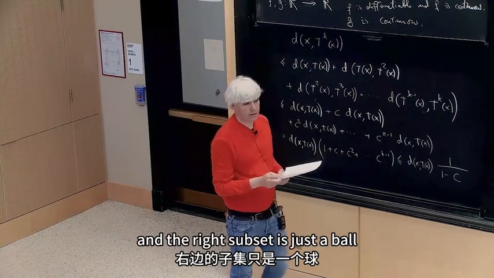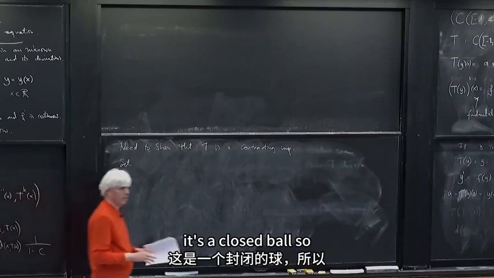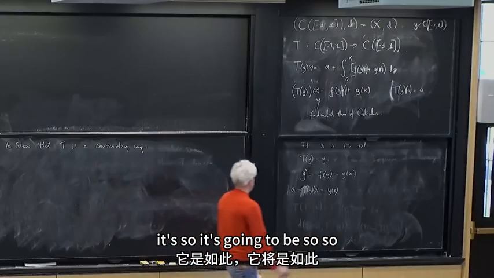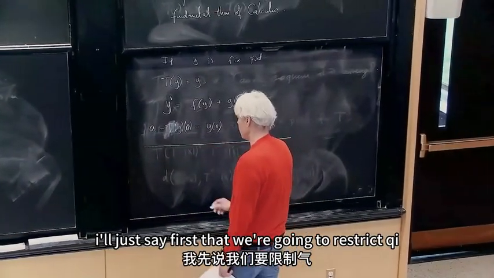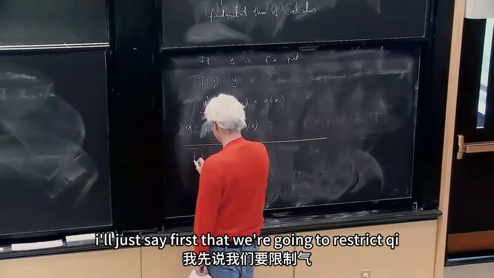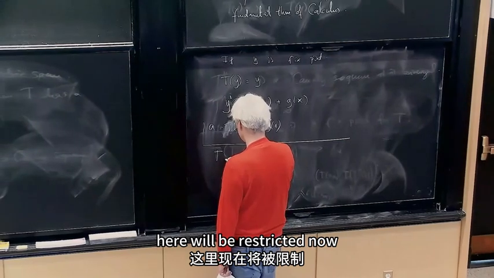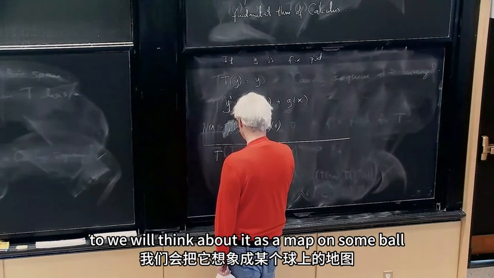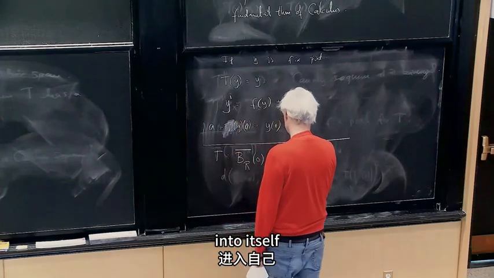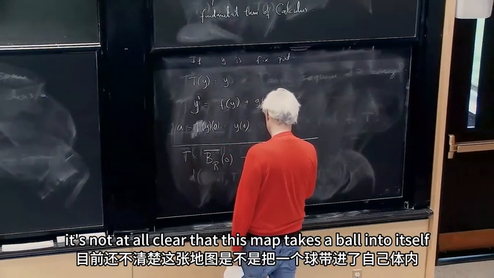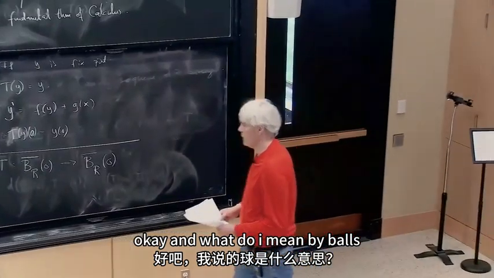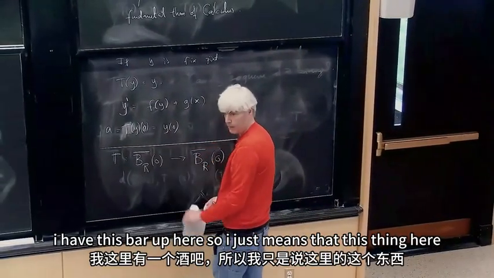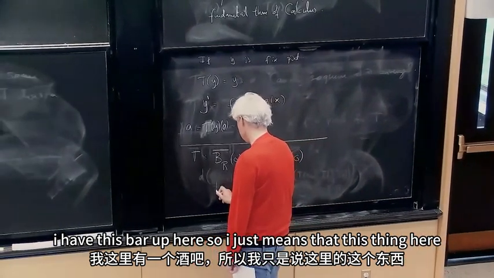And the right subset is just a ball. It's a closed ball, so maybe I'll just say first that we're going to restrict T. So T here will be restricted now to, we will think about it as a map on some ball into itself. But it's not at all clear that this map takes a ball into itself, okay? And what do I mean by balls? I have this bar up here.